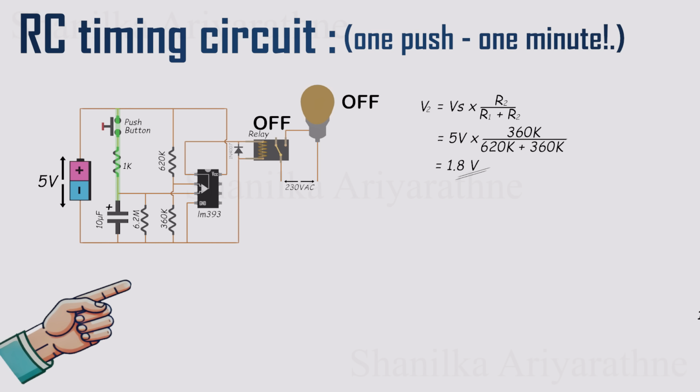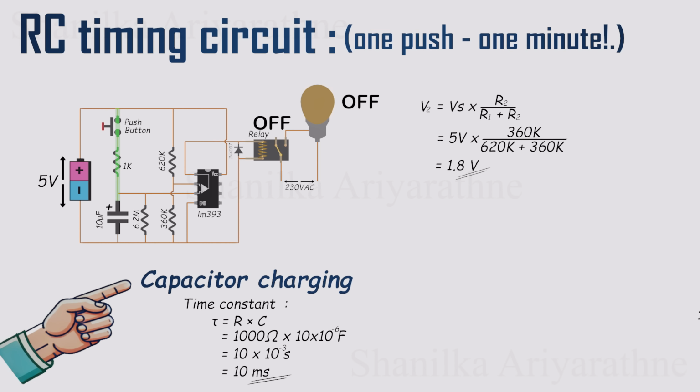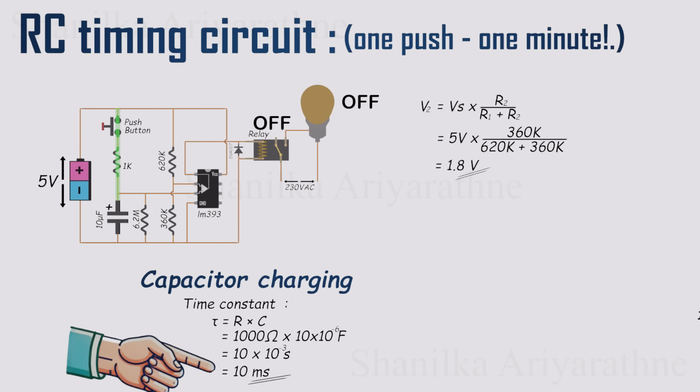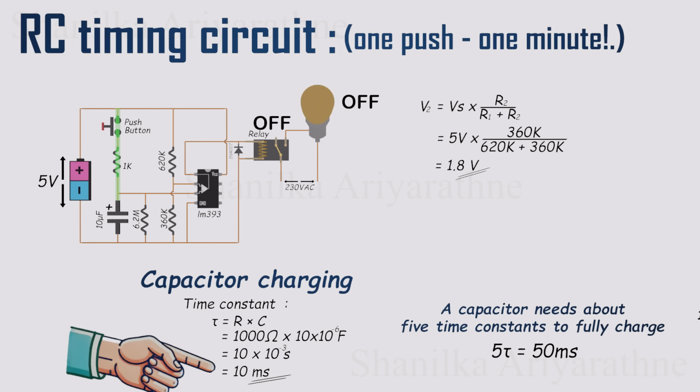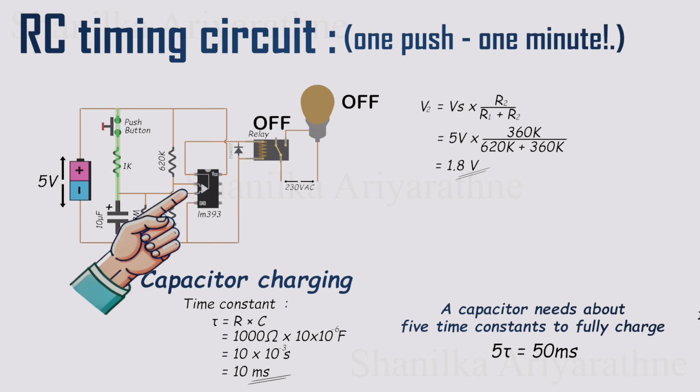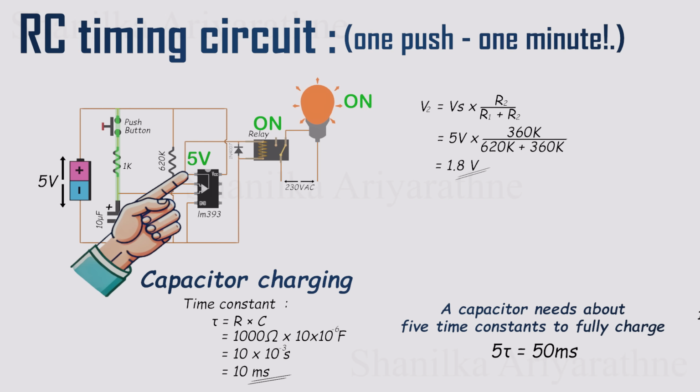When we press the push button, the capacitor starts charging through a 1 kilo-ohm resistor. The time constant for charging is RC, which is 1 kilo times 10 microfarads, giving us a time constant of 10 milliseconds. Since a capacitor needs about 5 time constants to fully charge, we only need to hold the push button for about 50 milliseconds. That's a very short time, perfect for a normal push button press. After about 50 milliseconds, the voltage at pin 3 reaches around 5 volts. At that point, the relay is energized and the light turns on.